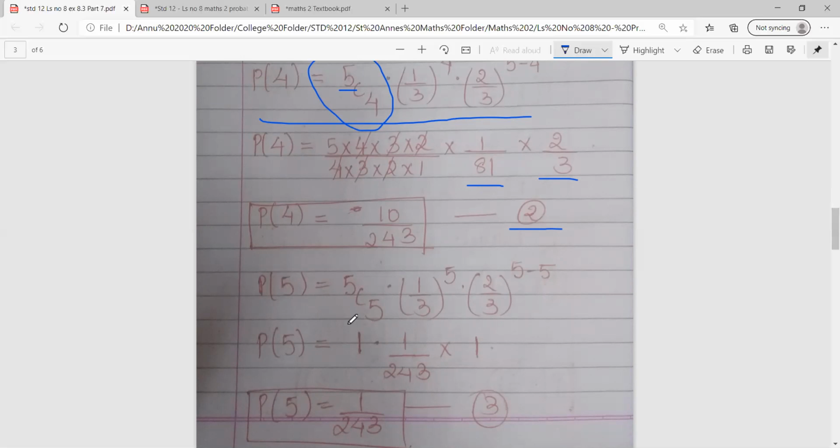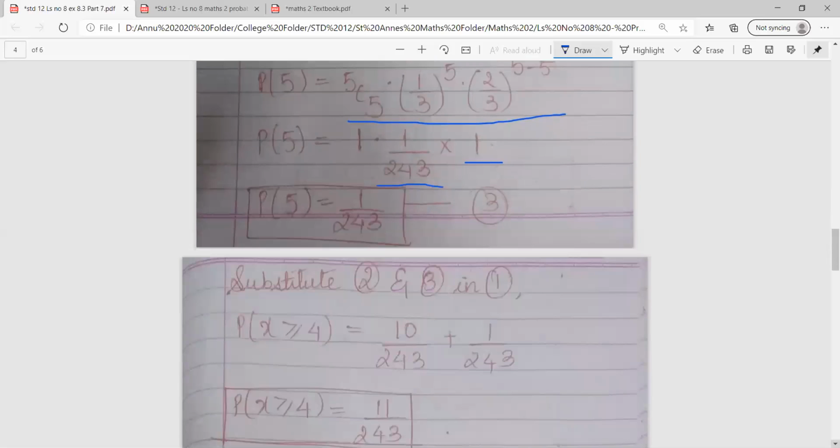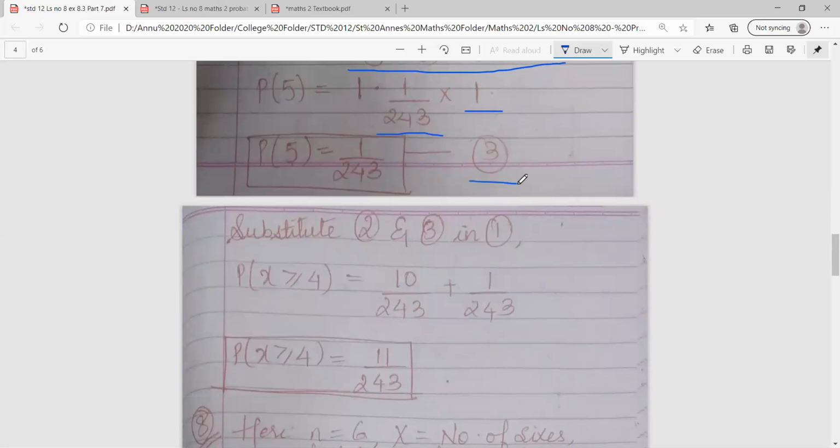P of 5, again substituting in the formula all the values, 5C5, which is nothing but 1. 1 upon 3 raised to 5, which is 1 upon 243. And 5 minus 5 gives you 0. Anything raised to 0 is 1. So P of 5 I get as 1 upon 243. I name it as point number 3. Now I will substitute 2 and 3 in 1. So I get P of x greater equal to 4 is 10 upon 243 plus 1 upon 243. As the denominators are same, I can add them and the answer comes to 11 upon 243.